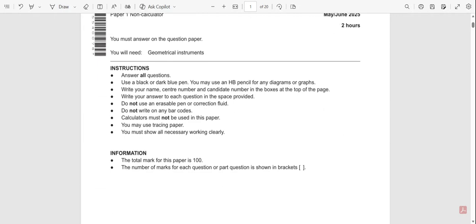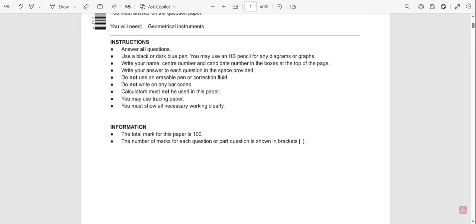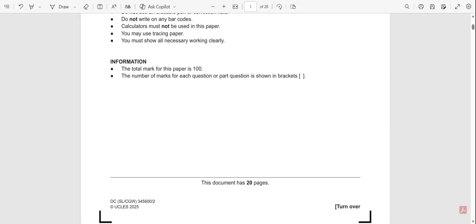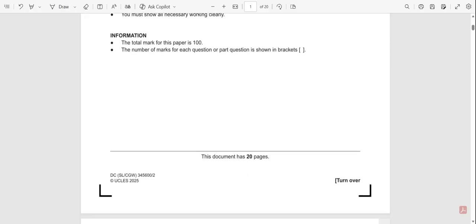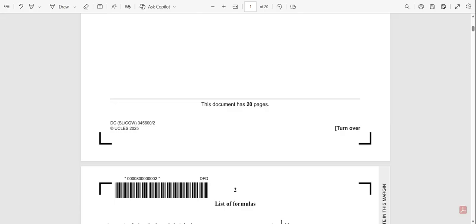Calculators must not be used in this paper. You may use a tracing paper. You must show all necessary working clearly. The total marks for this paper is 100. The number of marks for each question or part question is shown in the brackets.